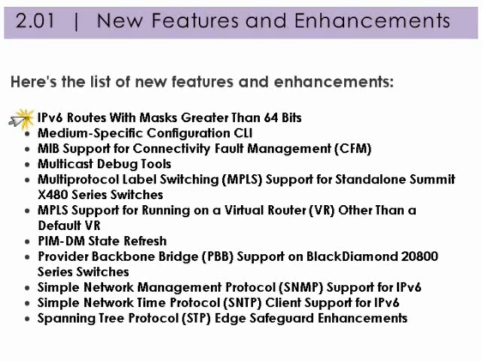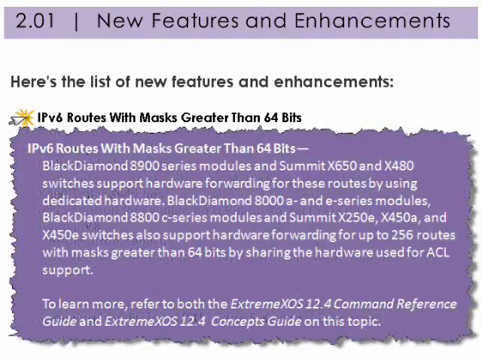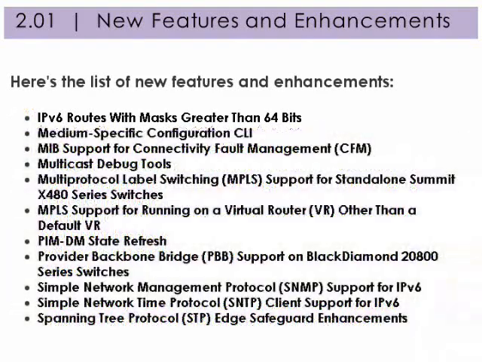IPv6 routes with masks greater than 64 bits. Black Diamond 8900 modules and Summit X650 and Summit X480 support hardware forwarding for these routes by using dedicated hardware. Black Diamond 8000A and E series modules, Black Diamond 8800C series modules, and Summit X250e, X450a, and X450e switches also support hardware forwarding for up to 256 routes with masks greater than 64 bits by sharing the hardware used for ACL support. If you'd like to learn more about this topic, please refer to your reference documentation.